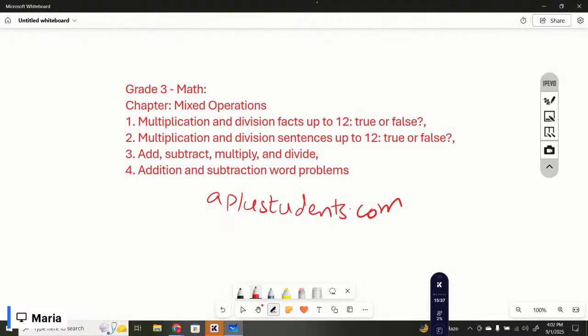Then you have to select math from the subject tab. Scroll down to grade 3 math and then click on view all lessons. There you can find a list of the chapters.